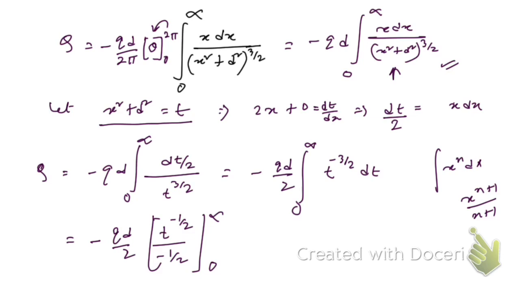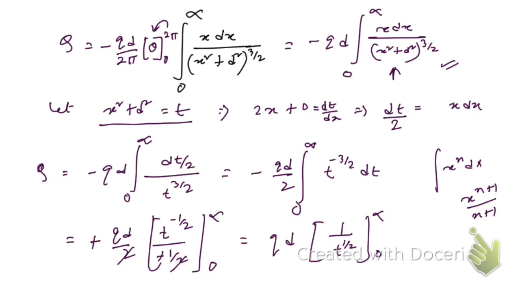Now you see what we can do here. So this minus will be plus, and these two cancel. Then here we're going to get q d, 0 to infinity. So here we're going to have 1 by, if you take the positive power, that's going to be 1 by t to the power half. T to the power minus half is 1 by t to the power half, 0 to infinity. If you put infinity here, that's going to be 0, and if you put 0, that's going to be infinity, right?